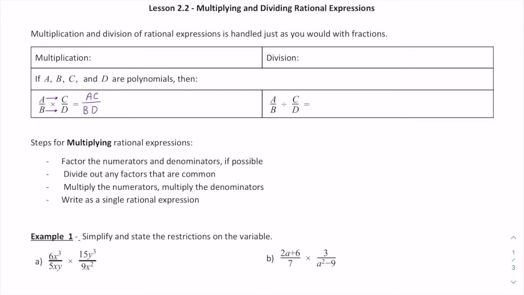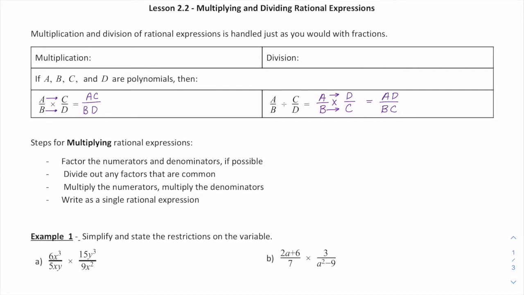Similarly, when I'm dividing, I'm just going to flip the second one and then do that multiplication. So I have A over B stays the same. I switch to a multiplication sign and I flip the second one. And now we're exactly where we were before, and I can multiply straight across. So I get AD all over BC. So those are the two rules that we have to remember when we're multiplying and dividing fractions.